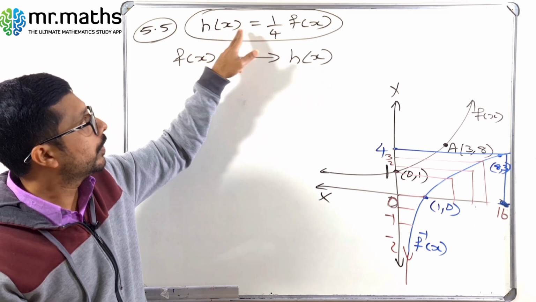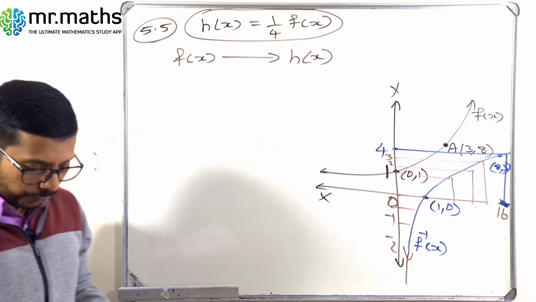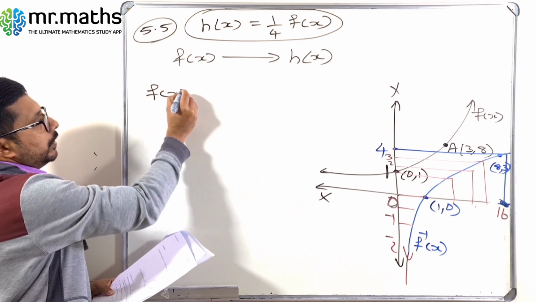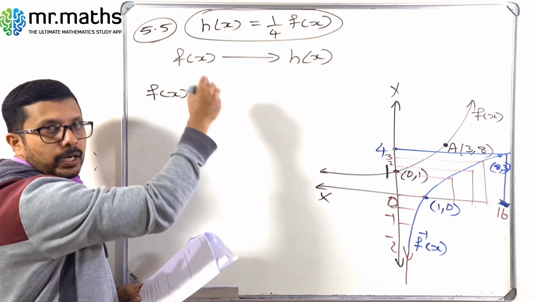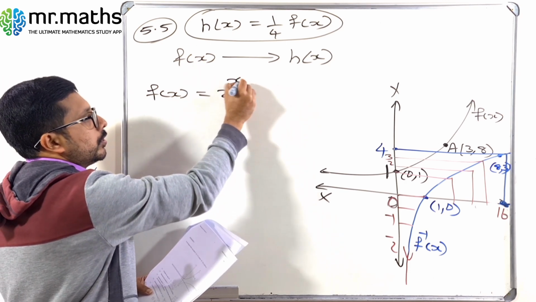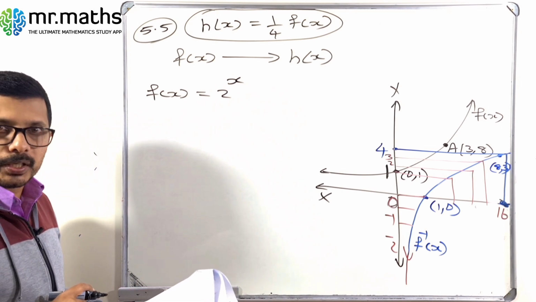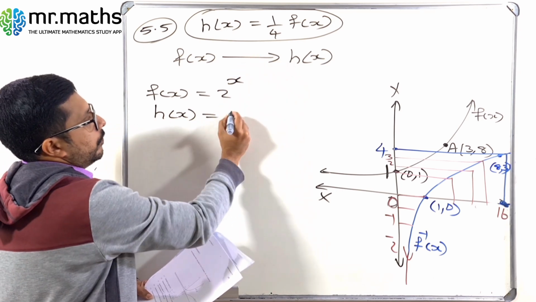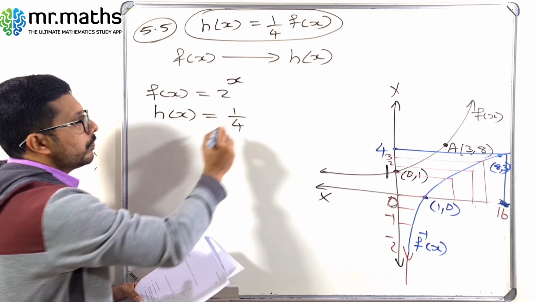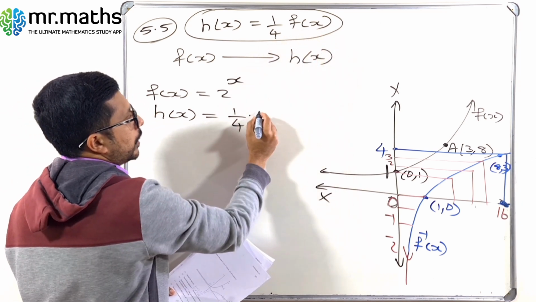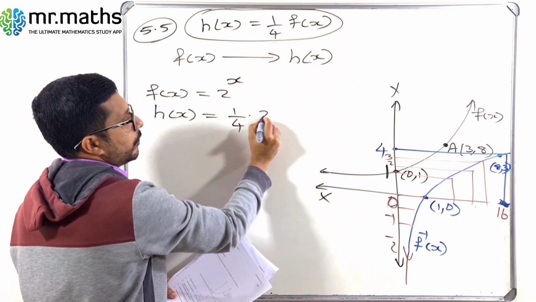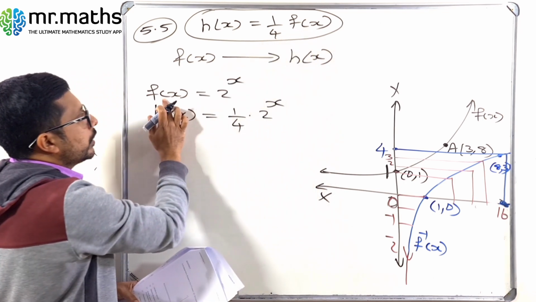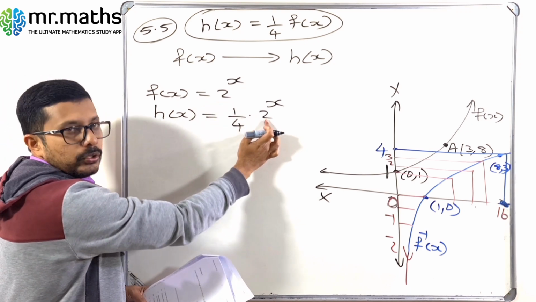Okay, and what is h of x given? h of x is equal to 1 by 4 f of x. Now f of x is given in the question, the equation is b raised to x. We got b as 2, so f of x is 2 raised to x. So h of x is 1 by 4 into 2 raised to x.